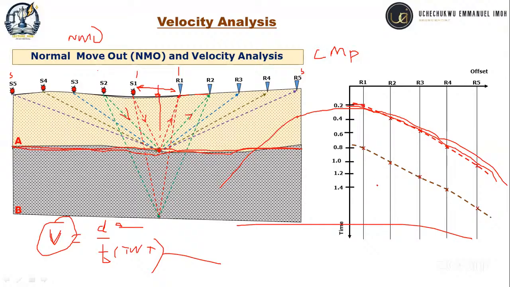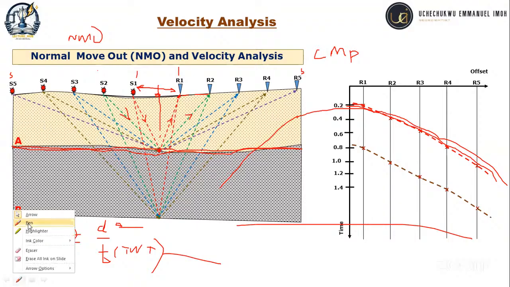So that is what velocity analysis is all about: reproducing the velocity with which the seismic wave traveled within the subsurface. That velocity of travel is dependent on the rock type. If this is sandstone, for instance, and this is shale, the velocity of travel in sandstone will be different from shale, right?